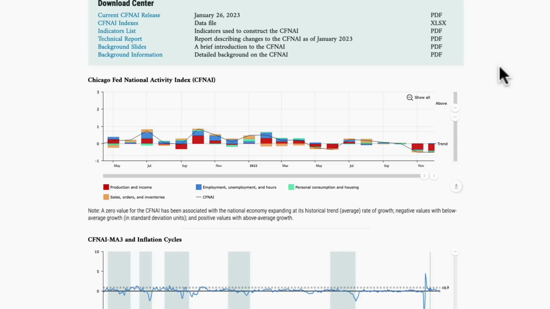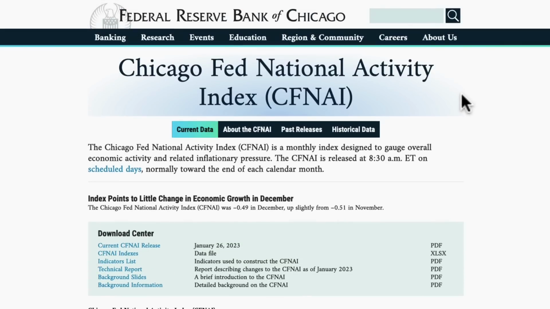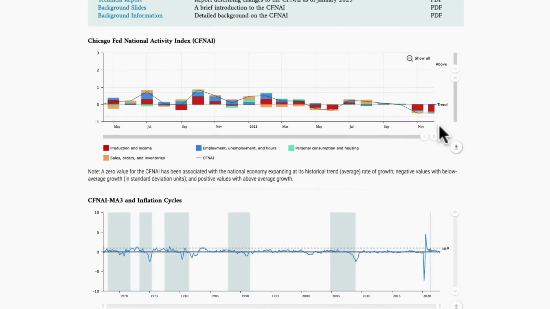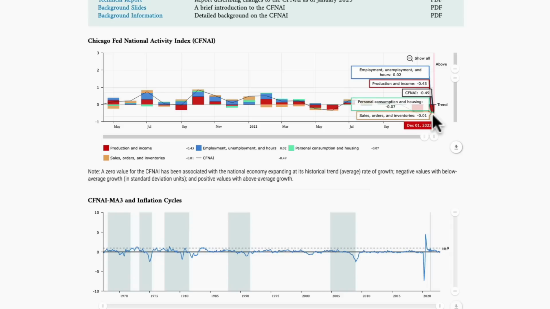Let's look at Chicago. This is the National Activity Index, the Chicago Fed National Activity Index. And here's where we are right now, this final month. It gives you all of the components: employment, unemployment, and hours. Anything above zero, for the activity index, is considered above trend. Anything less than zero is considered below trend. So production and income, negative 43. Personal consumption and housing, negative 0.07. Sales, orders, and inventories, negative 0.01. Production and income being the biggest drag. Only thing holding it up here is your employment, unemployment, and hours, 0.02.